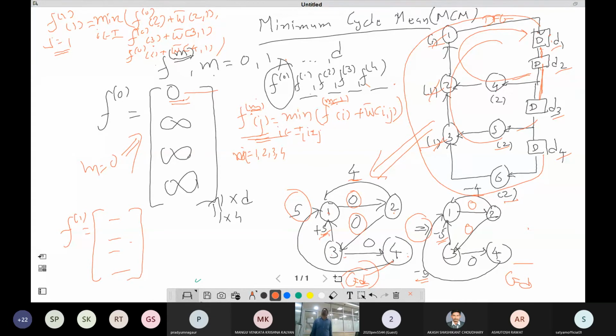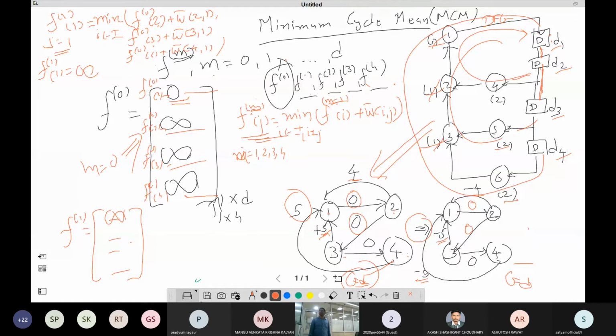Now f of 0, 2. So f of 0, 1 is this. This is f of 0, 1, this is f of 0, 2, this is f of 0, 3, and this is f of 0, 4. So 2, 3, 4 all are infinite. f of 0, 2 is infinite, f of 0, 3 is infinite, f of 0, 4 is infinite. So ultimately f of 1, 1 I will get as infinite only. Okay, so the first value is infinite.